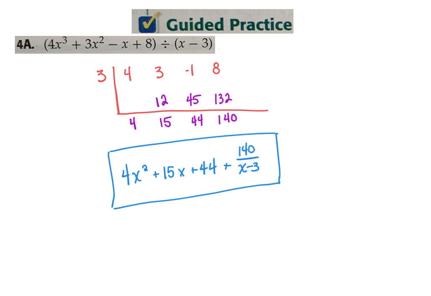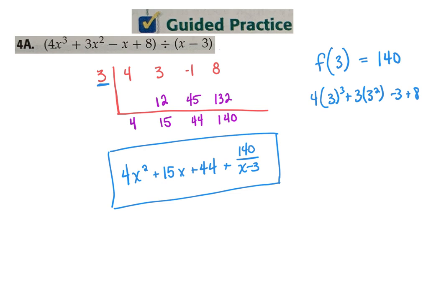So on this example, our remainder was 140, okay? What that theorem is telling you is if I were to take 3 and plug it into my function, f of 3, I would get 140. So if you plug it in, that's what you will get. 4, 3 cubed plus 3, 3 squared minus 3 plus 8 is going to give me 140.